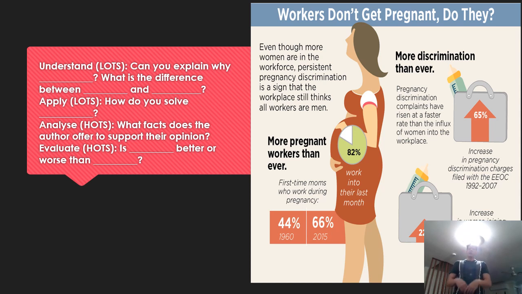Secondly is apply. So how do you solve? What was the original author trying to solve in this infographic? What were they trying to tell us? Obviously, we know from Understand that he was trying to detail what discrimination in the workforce looks like with pregnancy, and how men and women deal with prejudice differently.